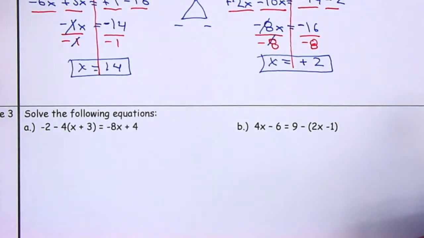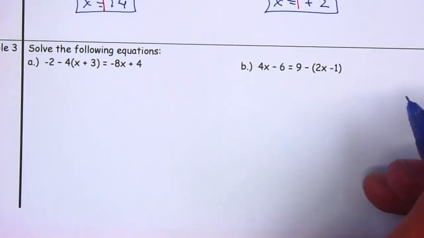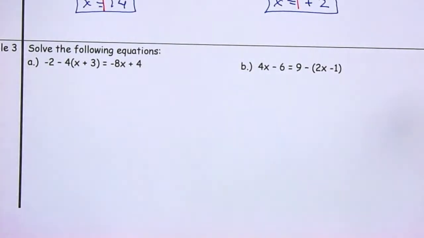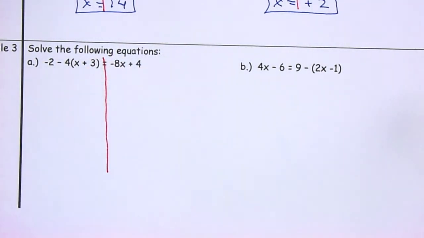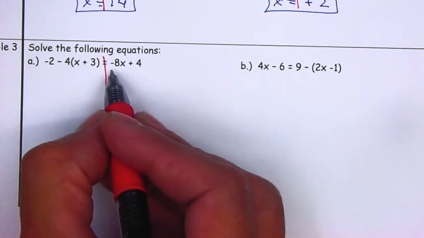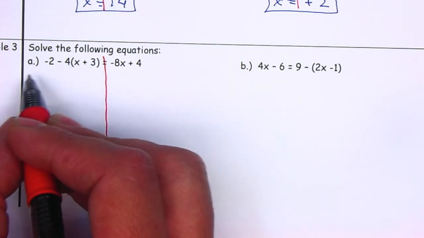Example number 3. First step is to draw the line. We need to solve the equation. Now on the right hand side, nothing we can do. If you notice on the left hand side, we need to be able to use the distributive property.